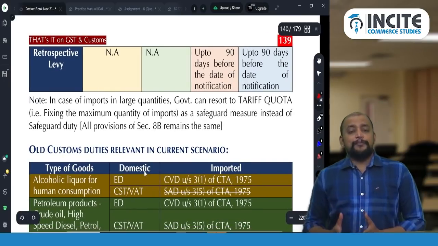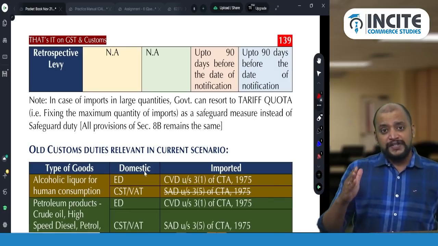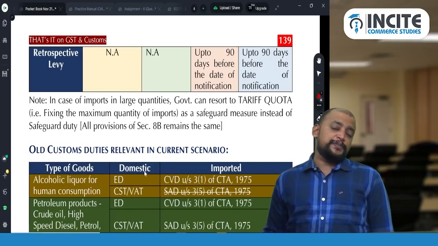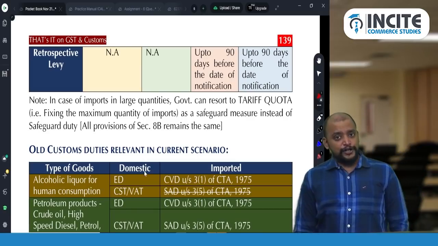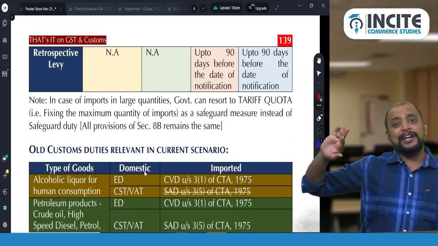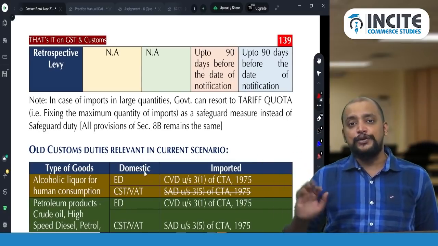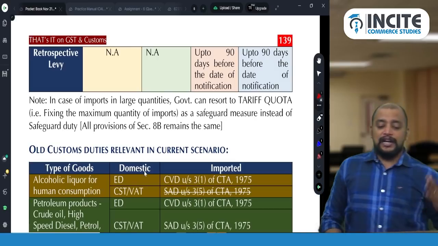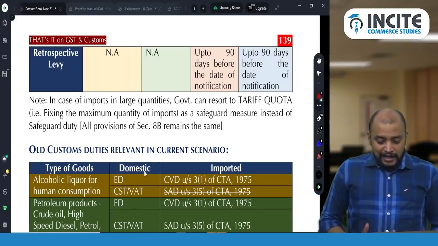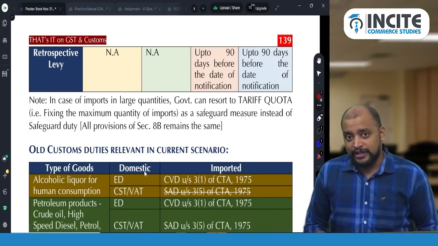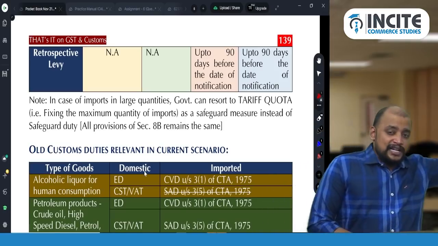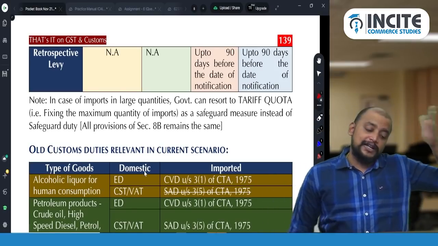That is, today they are passing an order for levy of safeguard duty or anti-dumping duty or anti-subsidy duty with effect from a previous date. In case of safeguard duty, that is not possible, but it is possible in case of anti-dumping duty and anti-subsidy duty. Within 90 days prior, they can do that. That is, today they are passing an order to implement this anti-dumping duty and anti-subsidy duty, so backdated within 90 days prior, yes, they can do that.